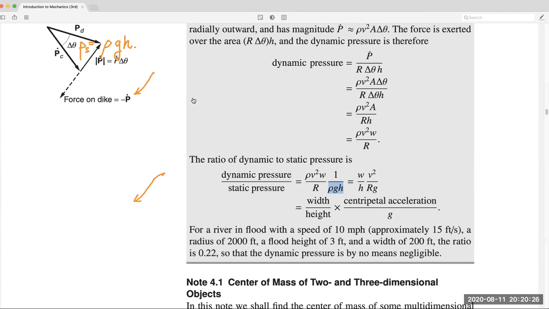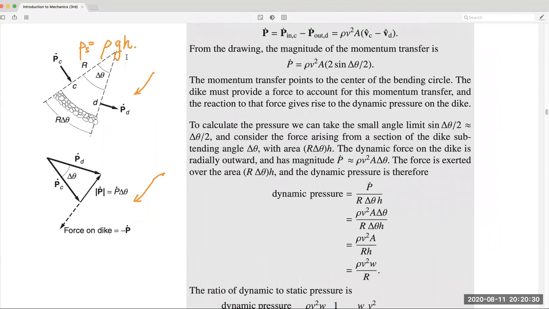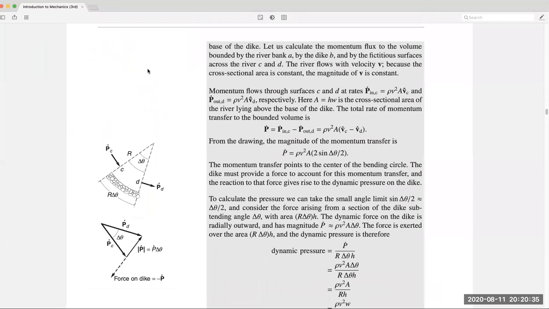So the dynamic pressure is related to the change in the momentum of the water. If you write down the formula, the force equals delta P over delta T, but somehow you need to divide by the area, A is the area, to get the pressure. Okay.